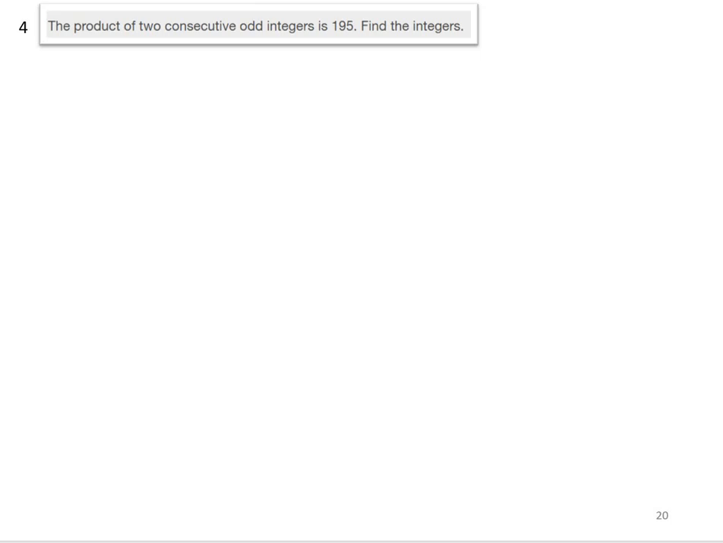Okay, so if I take the first integer as x, then what will be the next integer? We can take the next integer as 2 more than that one, right? If we take 3 as the first one, 3 plus 2. If we take 7 as the first one, 7 plus 2 is the second one. If we take 9 as the first one, 9 plus 2 is the next odd integer, right? So if we take x as the first integer, the next one will be x plus 2. Those are the given integers. These are the two consecutive odd integers, and given that their product is 195.